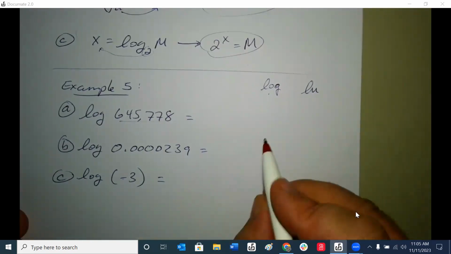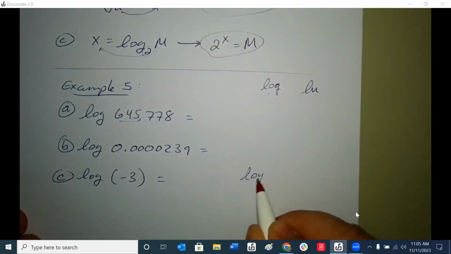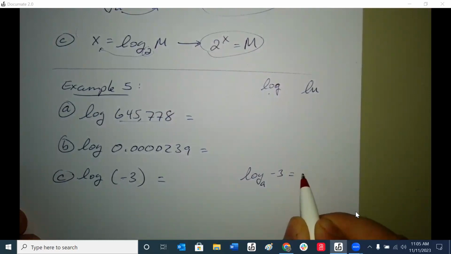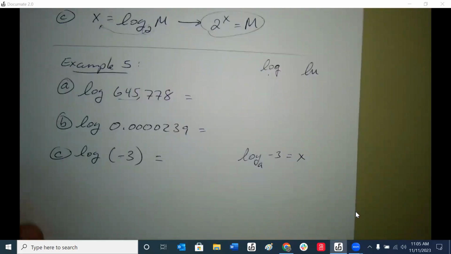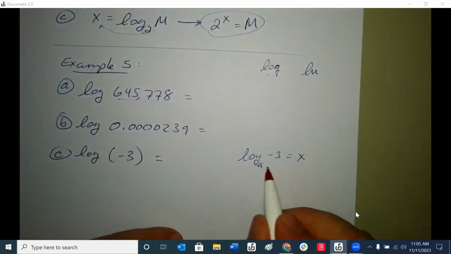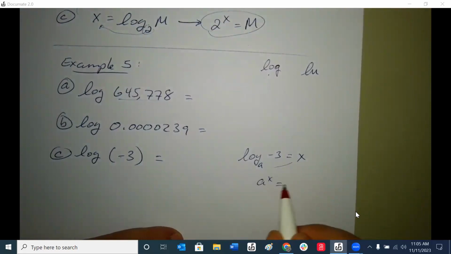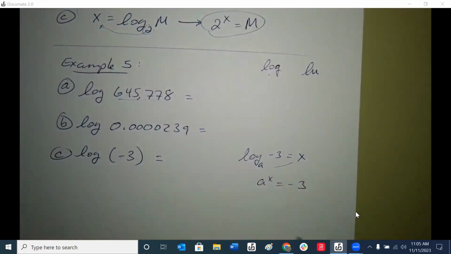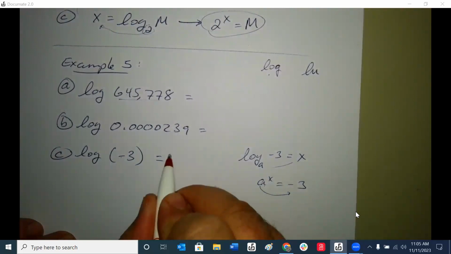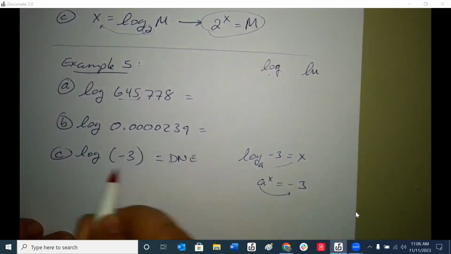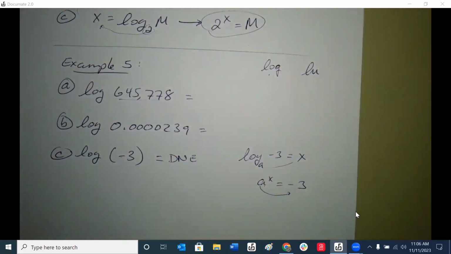Because let's look at the example. Log base A of -3 equals X. So that becomes A to the power X equals -3. The base is a positive number. There's no way a positive number can turn into a negative number. So this one, you cannot take a log of a negative number.